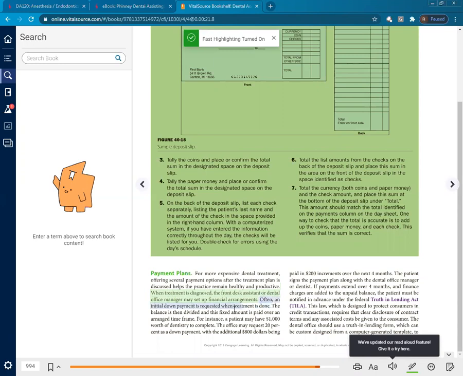So often an initial down payment is requested, and when the treatment is done, the balance is then divided and fixed over an arranged time frame. For example, a patient might have $1,000 worth of dentistry to complete. The office might say, pay 20% down, and then the $800 is paid in $200 increments over the next 4 months. This way it's a win-win. We get you on the schedule and we're able to help you out, but we're also taking care of our practice as well.